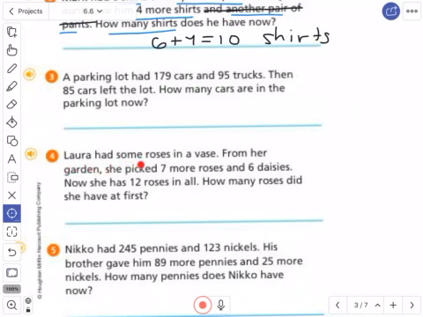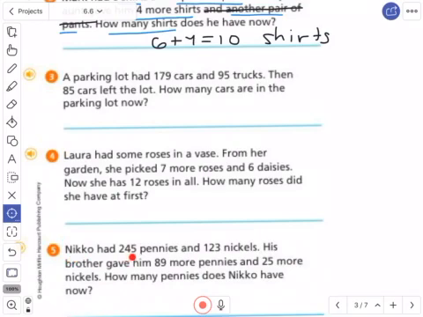Laura had some roses in a vase. From her garden, she picked 7 more roses and 6 daisies. Now she has 12 roses in all. How many roses did she have at first? Ooh, so make sure, is it a plus problem or a minus problem? And which part do you cross off?